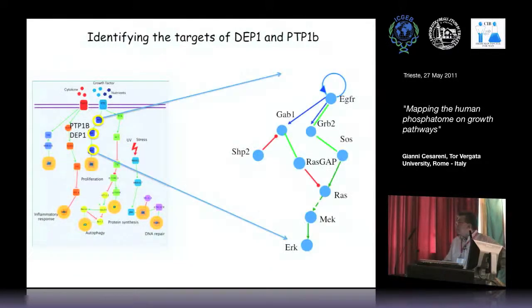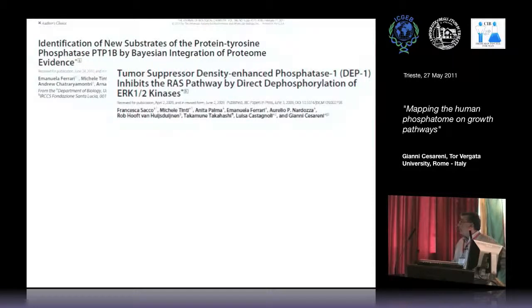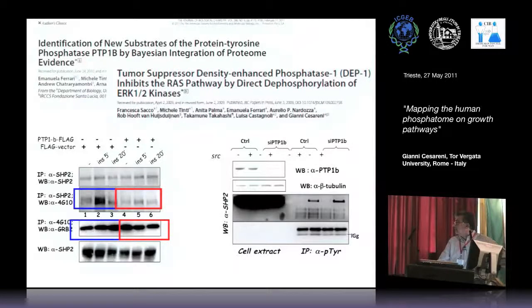So the point is to identify the targets of DEP1 and PTP1B in this pathway. And we use the technology that I've just described, combining enzymatic specificity and network distance. And we were able to prove that PTP1B acts on the ERK pathway by dephosphorylating the GAB1 protein, while DEP1 directly dephosphorylates ERK1/2 kinases. This is published, as you see, so you can have a look. There are a lot of gels of this type to convince you that these are the phosphatases that dephosphorylate this target, and by doing so affect the ERK pathway.